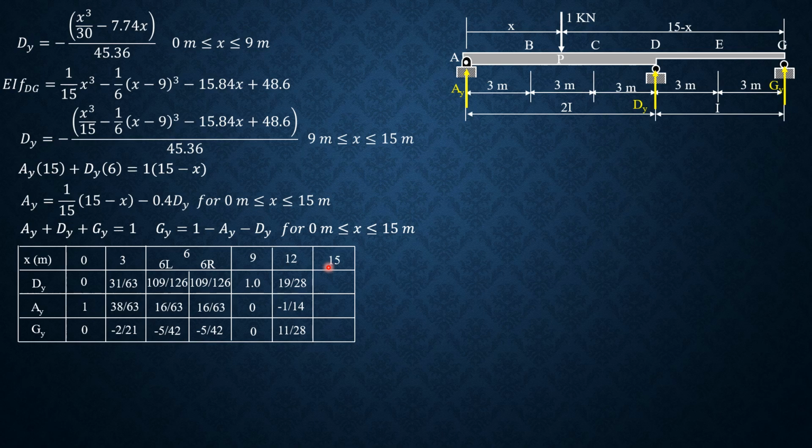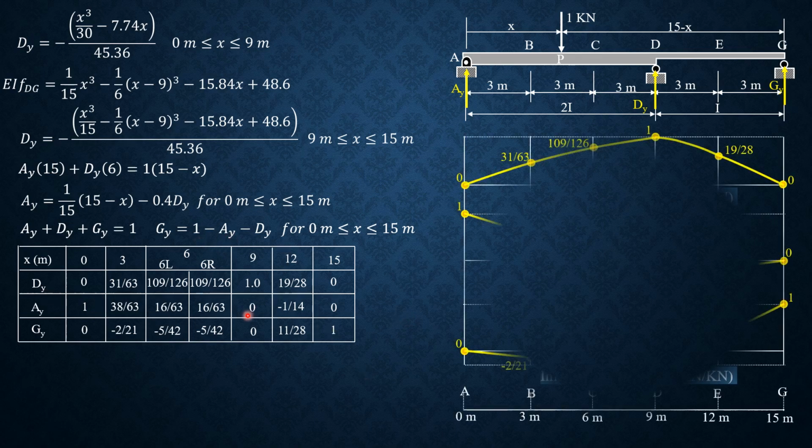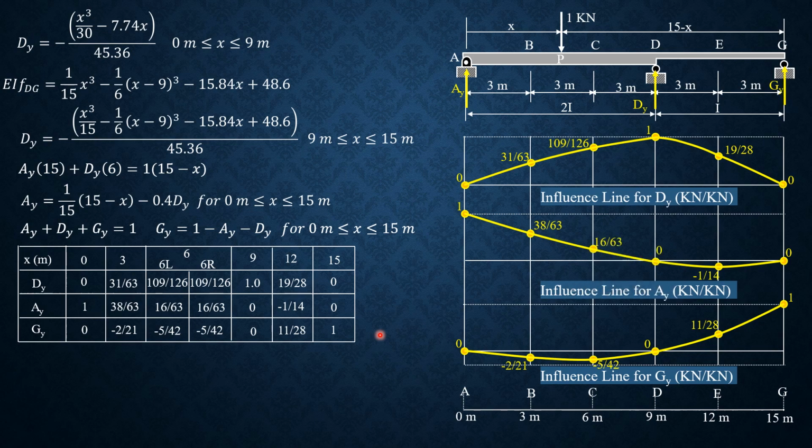Finally, when x is 15, dy is 15 cubed over 15 minus 1/6 of 6 cubed minus 15.84 times 15 plus 48.6 over 45.36. Then the negative of that value is 0. Ay is also 0 because 15 minus 15 is 0 over 15, and 0 minus 0.4 of 0 is 0. Then gy is 1 minus 0 minus 0, which is 1. So we can now plot dy, ay, and gy.